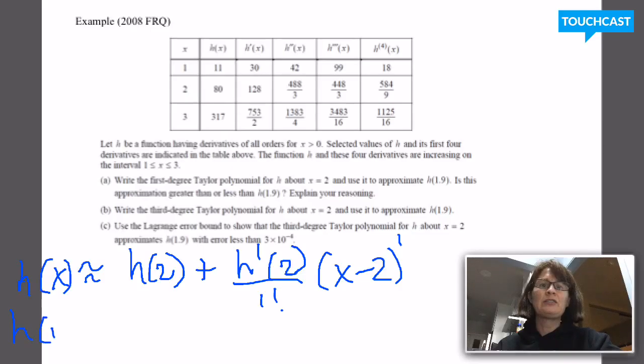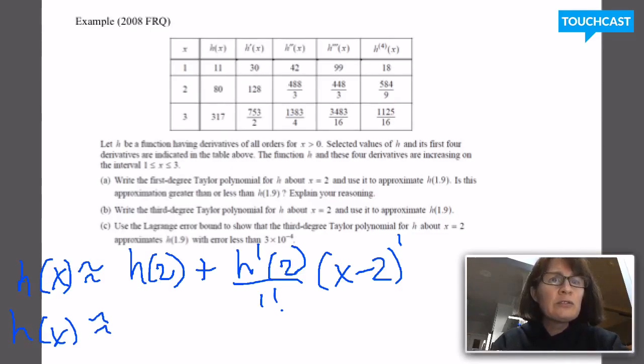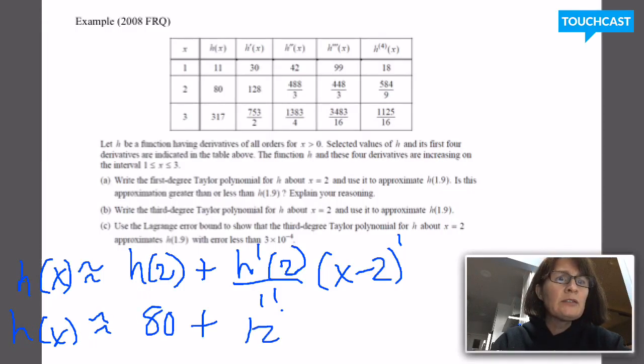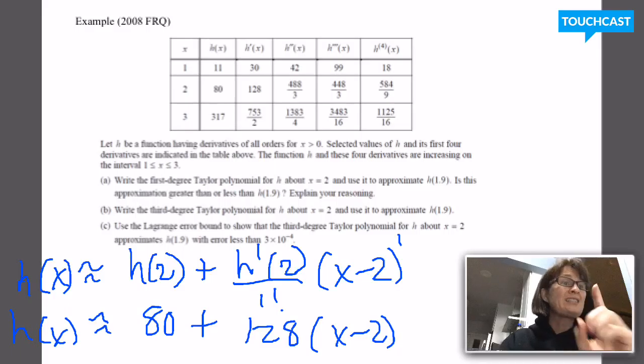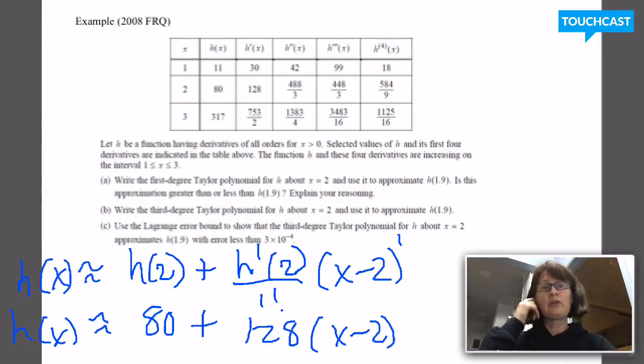So now I can say that h of x would be approximately h of 2 is 80 plus h prime of 2 is 128 over 1 factorial, but that's just 1, times x minus 2. So that's worth 2 points for writing that two-term Taylor polynomial.